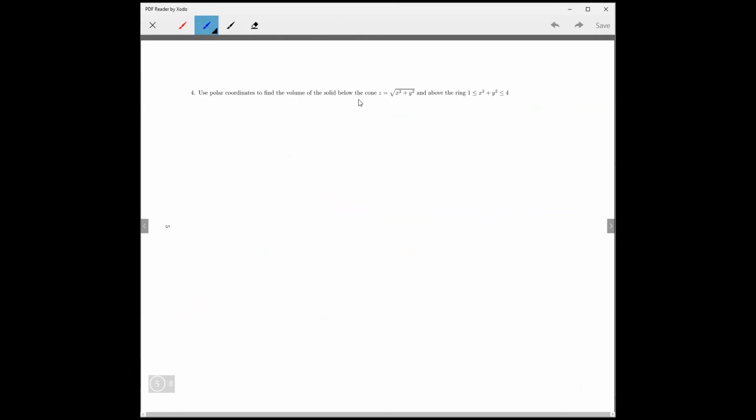So you want the volume below this cone and above this ring. The cone is going to look something like this, but it keeps on going up forever. And then the ring here is going to be this. So if we go 1, and then if that's 2, you have an inner circle and an outer circle, and the ring is going to be this part inside here.